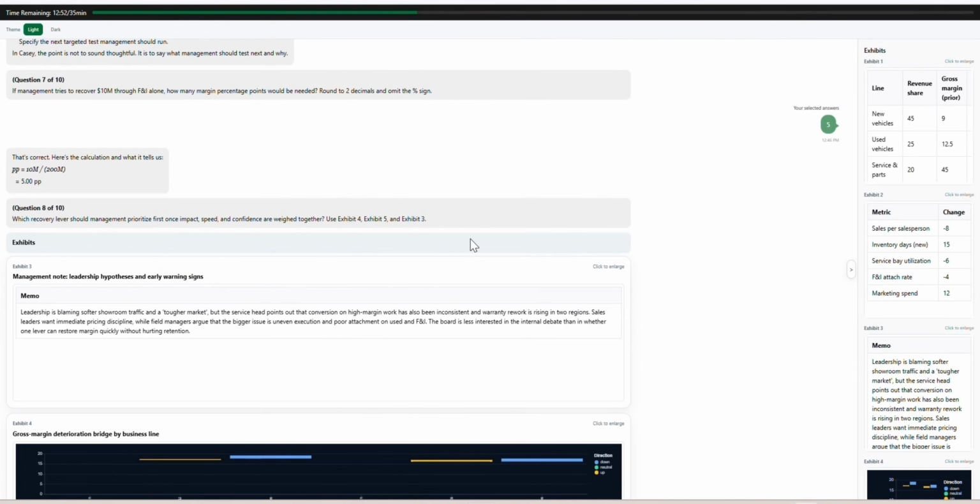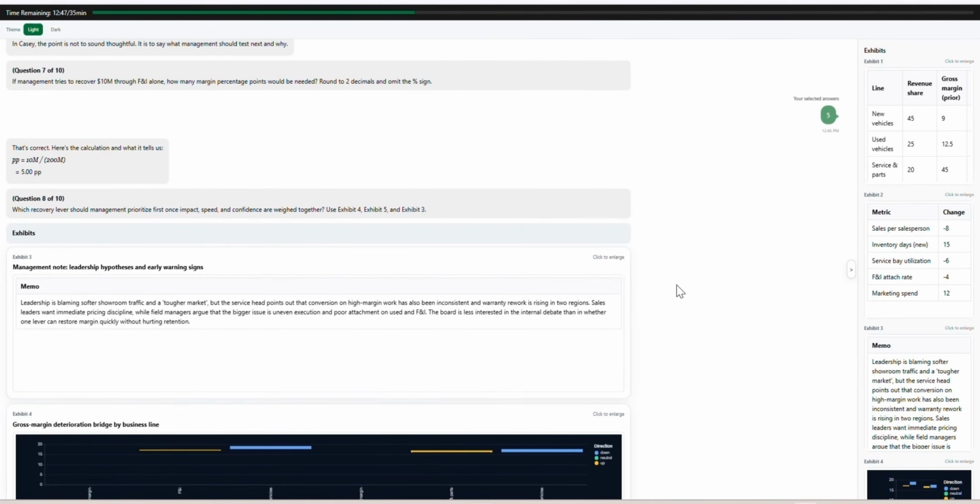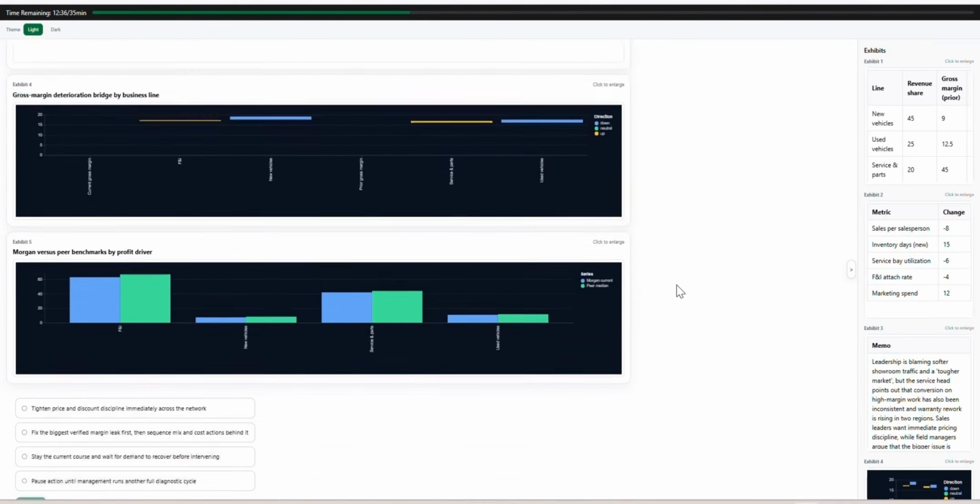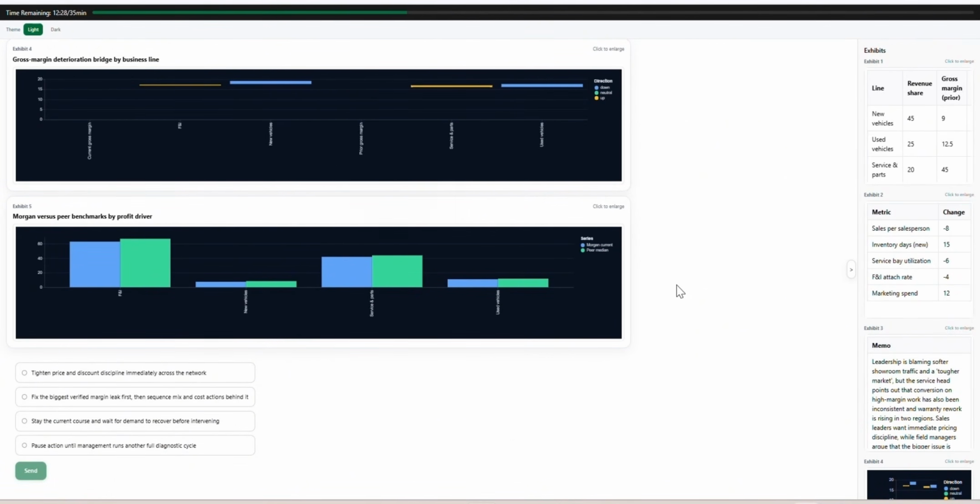Perfect. Moving on to question 8. Question 8 is a core decision question. It asks, which recovery lever should management prioritize first once impact, speed, and confidence are weighted together? So the correct answer here, looking at the list of questions, would definitely be B. Fix the biggest verified margin leak first, then sequence mix and cause actions behind it. That's exactly aligned with the case prompt and what the board wants to see.